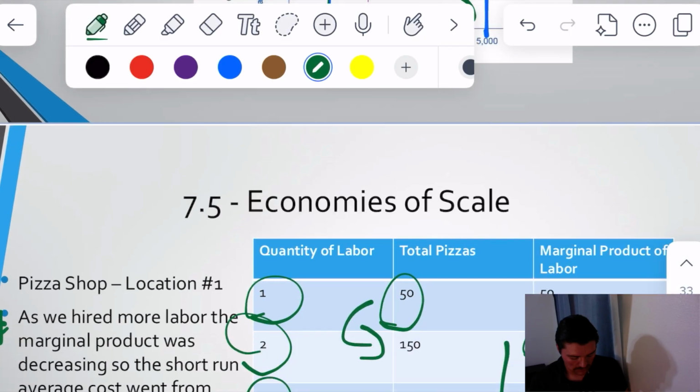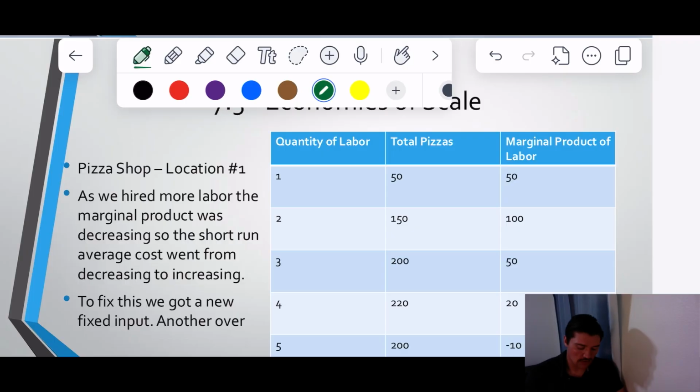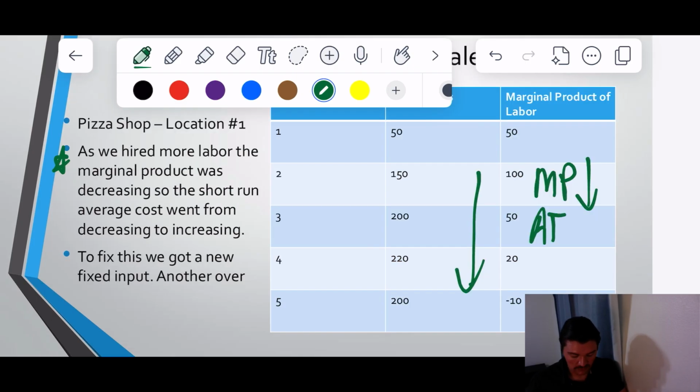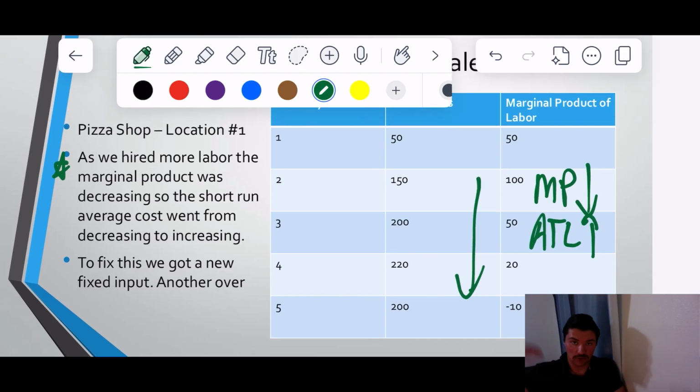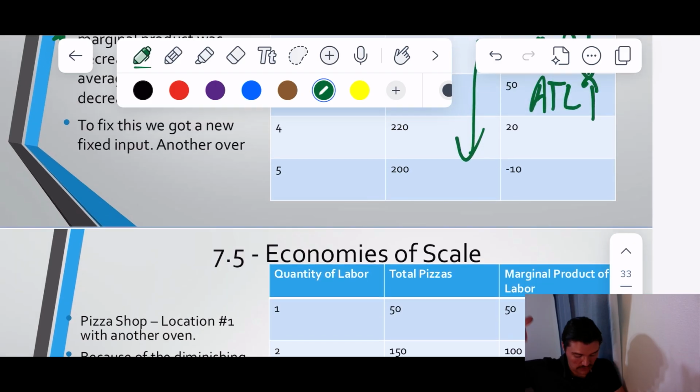Let me show you what this looks like. Let's start off with the pizza shop at location number 1. Here we have what we looked at earlier with the total product and the marginal product. We can see as we hired more labor, the marginal product does start to decrease. So what's happening? As the marginal product goes down, the average total cost is increasing. That's why we have that U shape on the short run average cost.